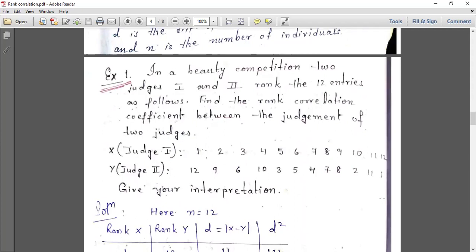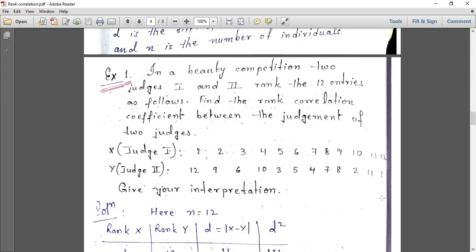In a beauty competition, two judges, 1 and 2, rank the 12 entries as follows. Find the rank correlation coefficient between the judgment of the two judges. So there are 12 entries, meaning 12 competitors, and two judges, judge 1 and judge 2, who have given ranks to those 12 competitors.